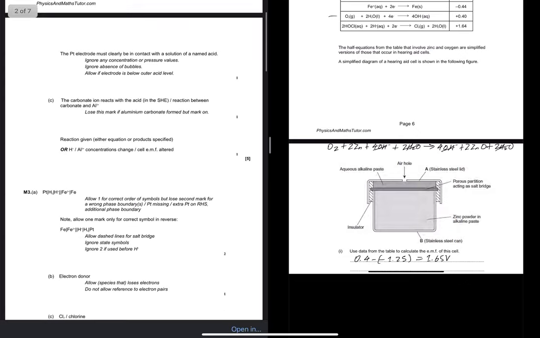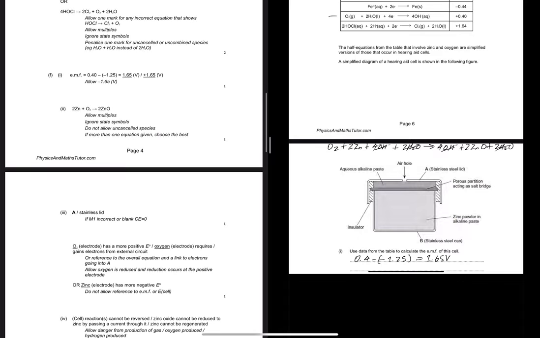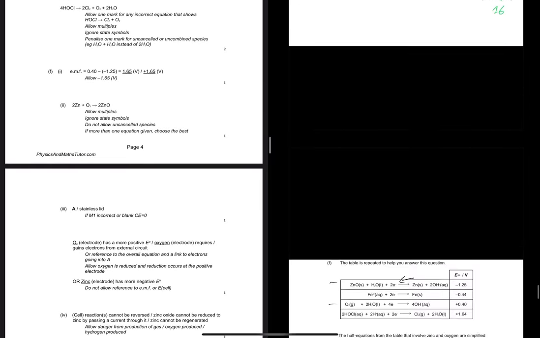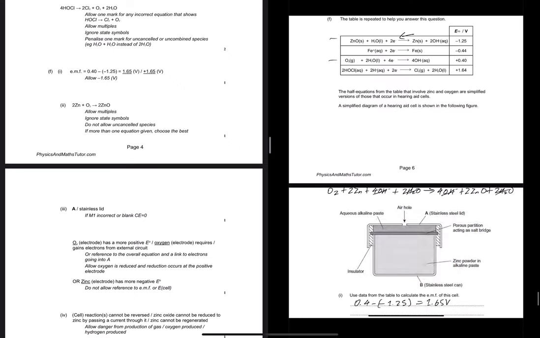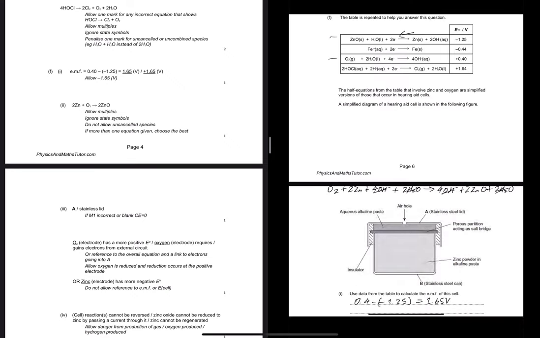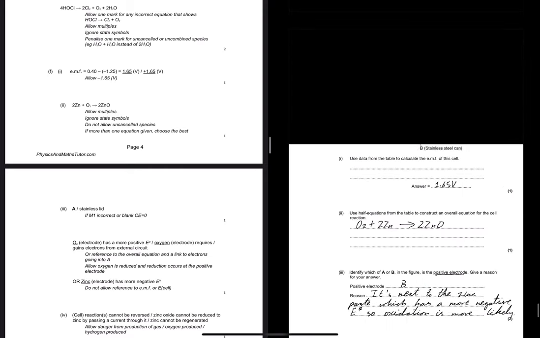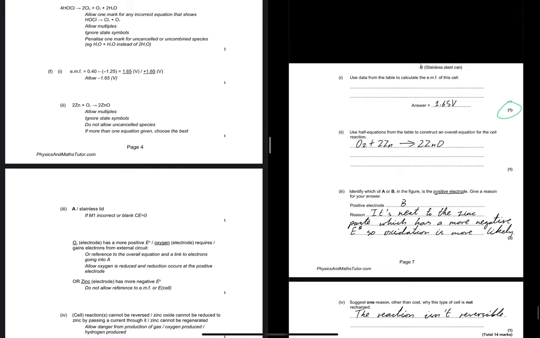1.65. O2 plus 2Zn goes to 2ZnO. Oh, fine. Oh, it's A. Also, positive electrode. Positive electrode would be more reduction. I'm losing my mind, aren't I? I'm losing my mind. Yeah, it would be A.